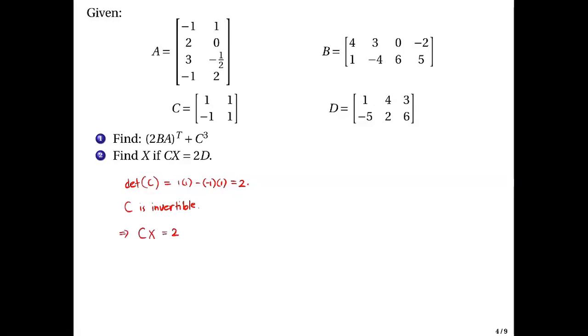Cx equals 2D. You can now isolate x. So you will have x equals C inverse times 2D. And your 2 here, it's just a scalar, it can go out. So you'll just have 2 times C inverse times D. Okay?